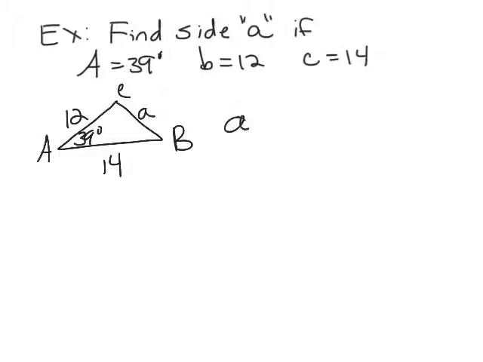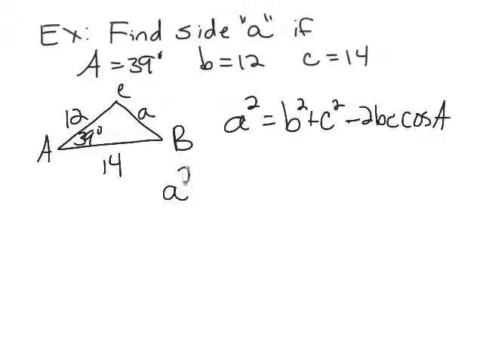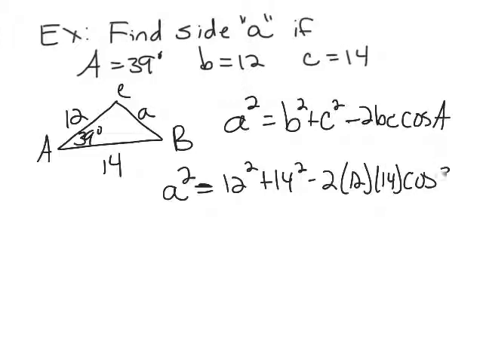This is an example of a direct application of the law of cosines. If I'm trying to find a, then a squared is going to be by itself on one side: b squared plus c squared minus 2bc cosine of A. We're going to solve it algebraically first by substituting in. I'm not going to round or anything until the very end. So a squared is going to be 12 squared plus 14 squared minus 2 times 12 times 14 times the cosine of 39 degrees. And a is going to be the square root of all that.